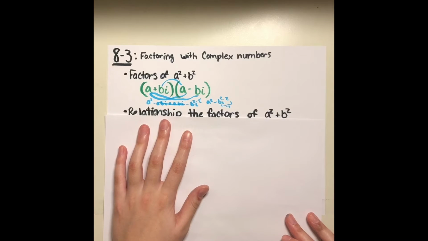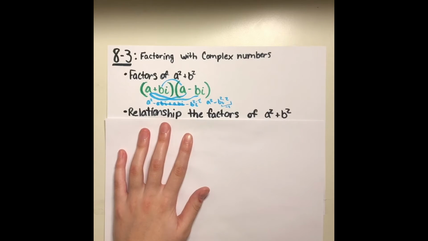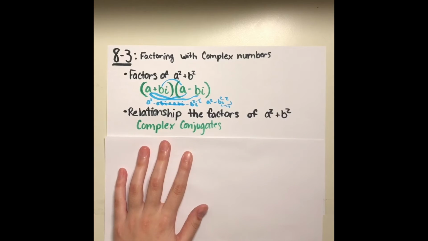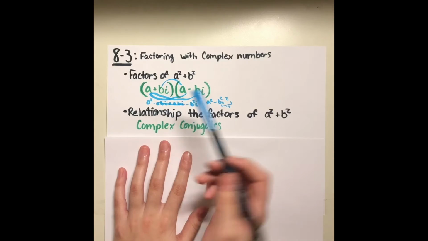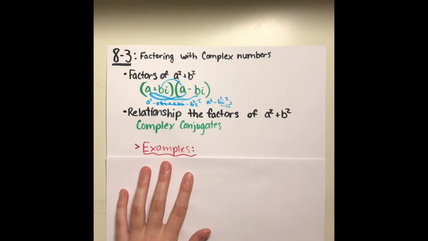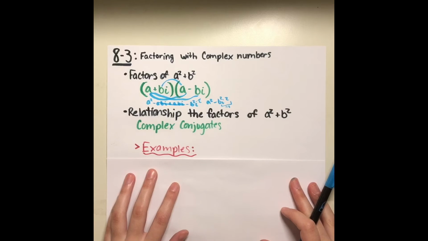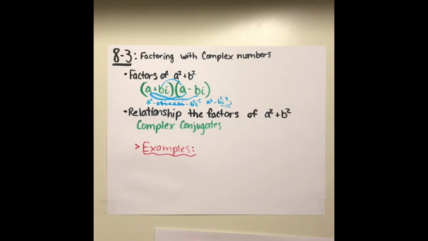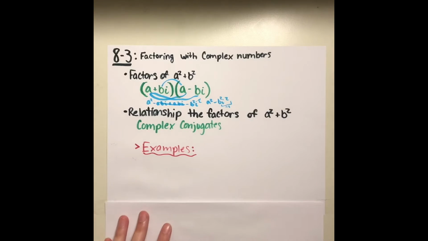Now I want to talk about the relationship, which we just explained as complex conjugates. You can see the two signs are different, so you know they're complex conjugates. Moving on to examples of how to factor this out.